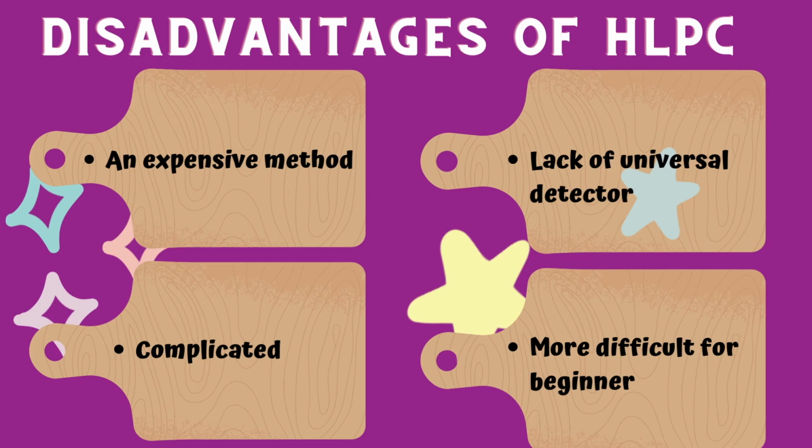Last but not least, HPLC lacks a universal detector, as it can only detect chromophoric compounds.